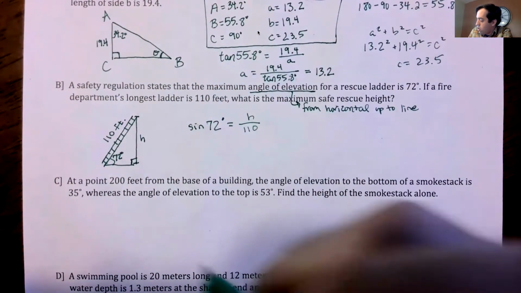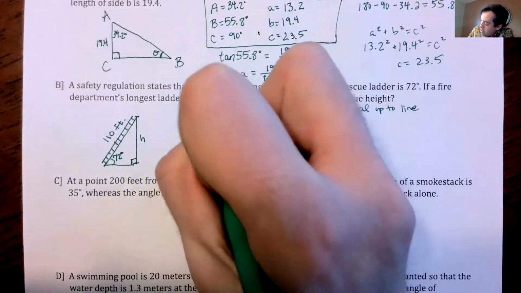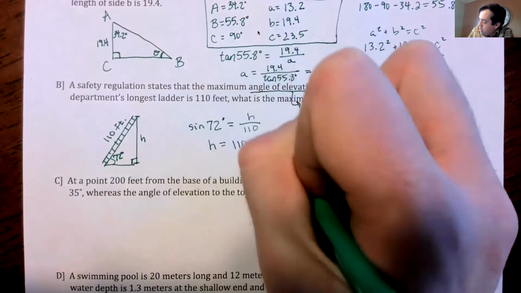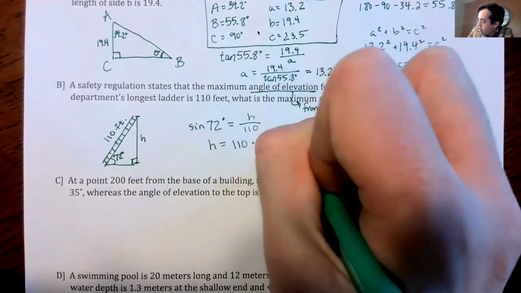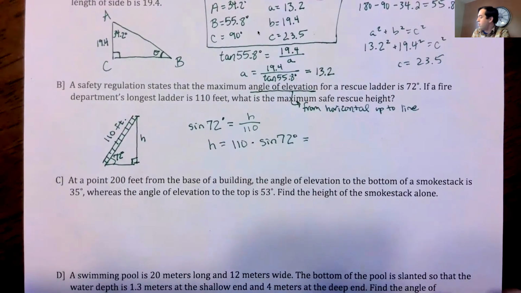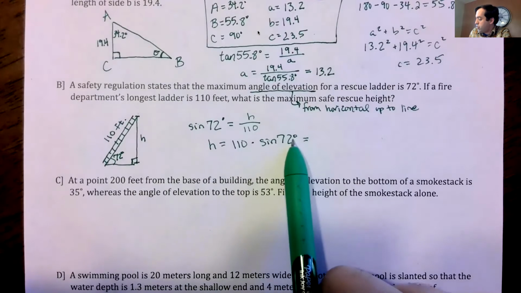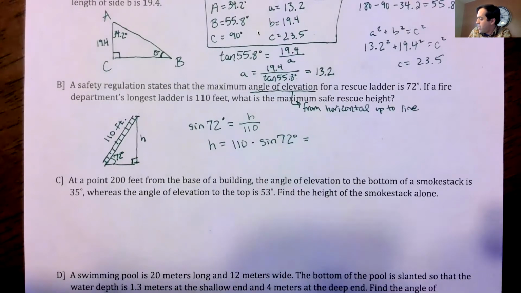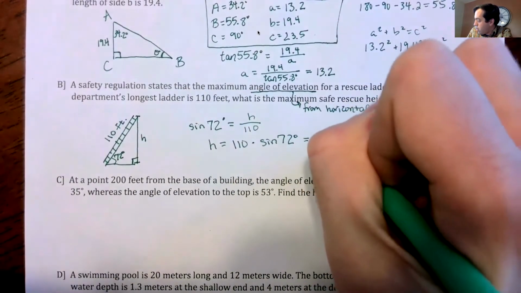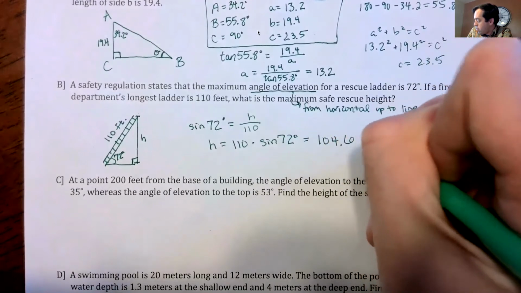And we can solve this. So I am going to multiply both sides by 110. So we get h equals 110 times the sine of 72 degrees. And I'm going to make sure I'm in degree mode on my calculator, type this in, and I'm going to round to one decimal place, and I'll get 104.6 feet.